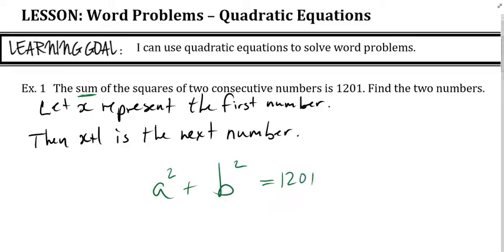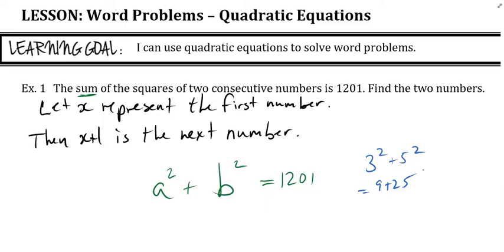So that would be like if my numbers were, and again, forget about the consecutive parts. So let's say my numbers were 3 and 5. The sum of the squares would be 3 squared plus 5 squared, right? So my two numbers are 3 and 5, but I want the sum of the squares of those two numbers. 9 plus 25, so 34, but whatever, okay?